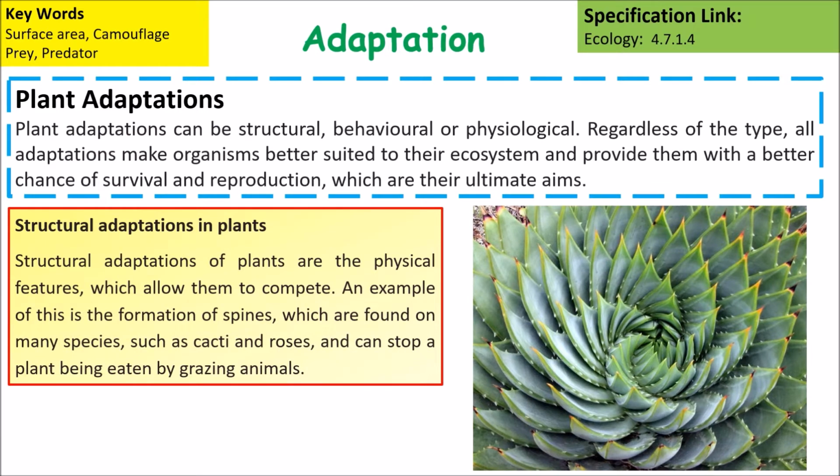Plant adaptations can also be structural, behavioural or physiological. So structural adaptations of plants are physical features which allow them to compete. So an example is the formation of spines or spikes that stop them from being eaten.